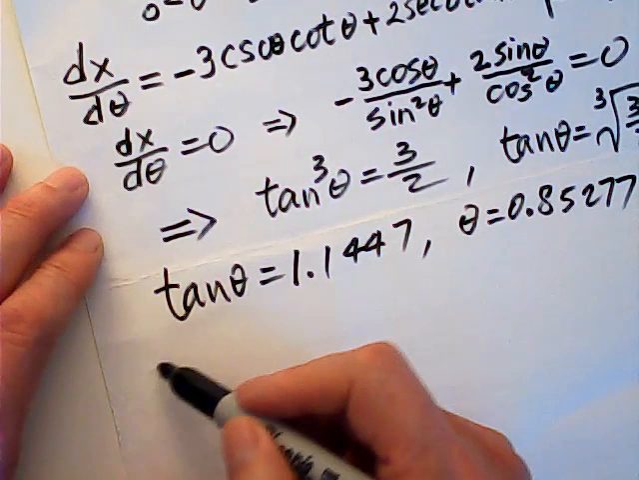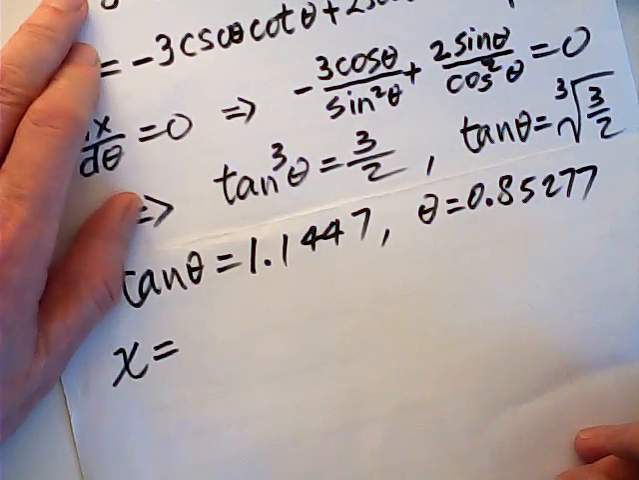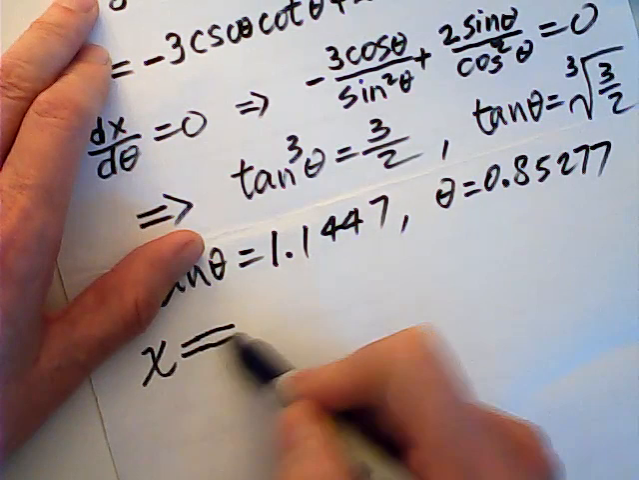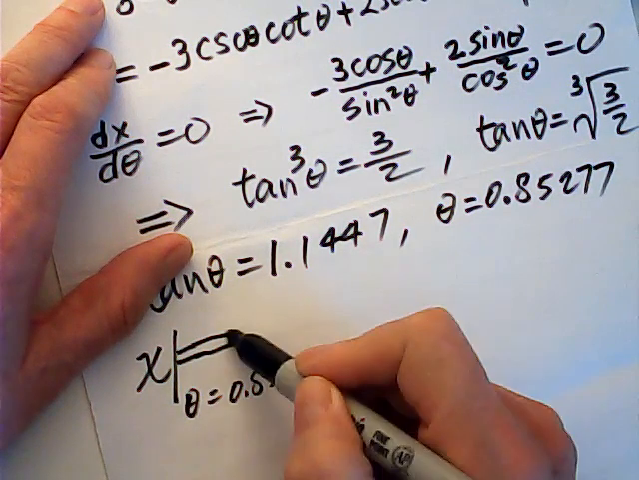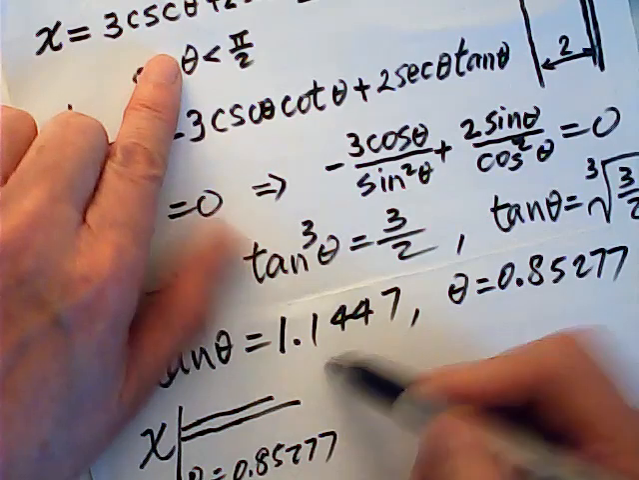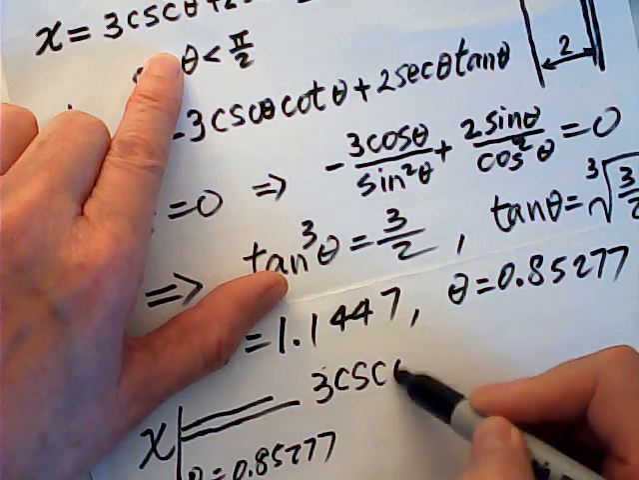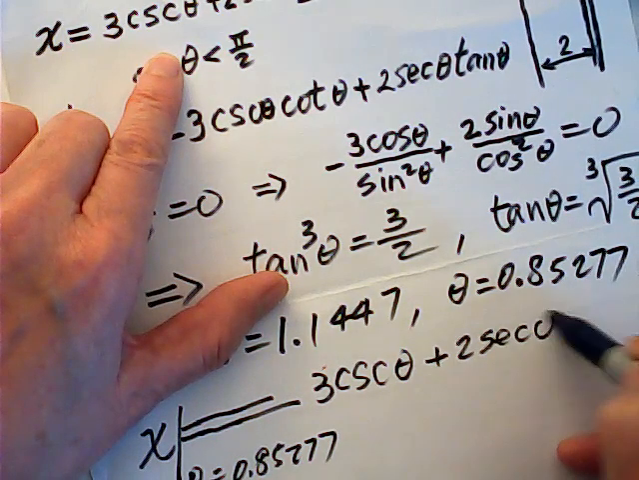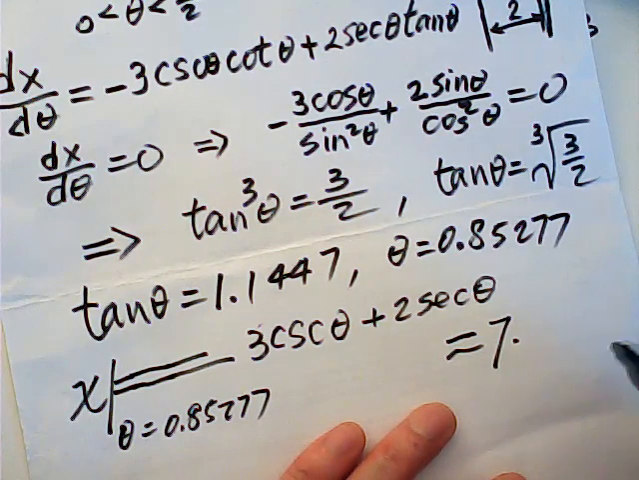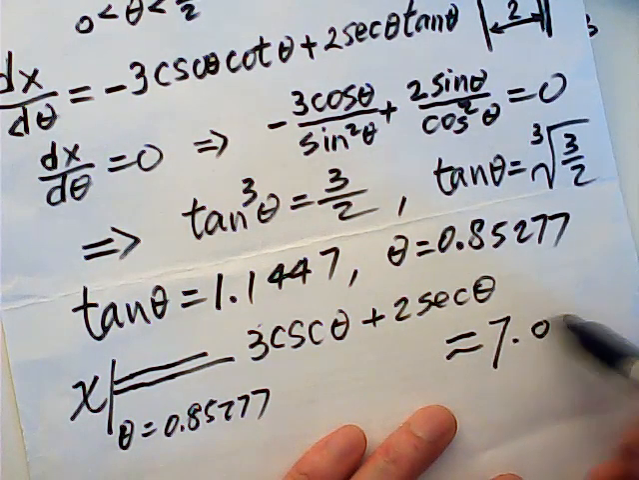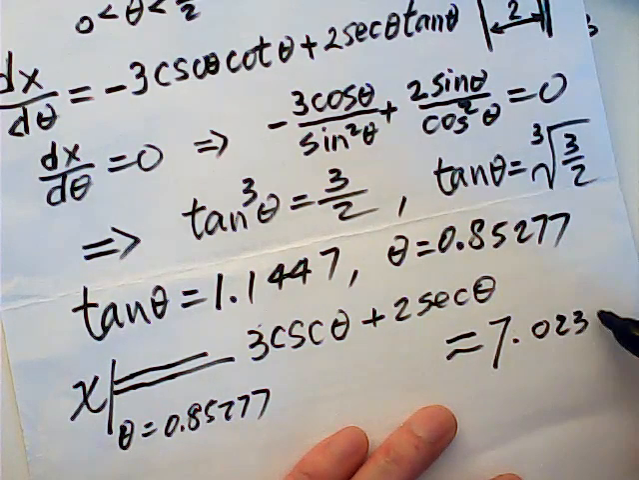And then we can find X. With theta equal to 0.85277, X is equal to 3 cosecant theta plus 2 secant theta, which is equal to 7.0235. So approximately the longest post that can be carried over this corner is 7 meters.